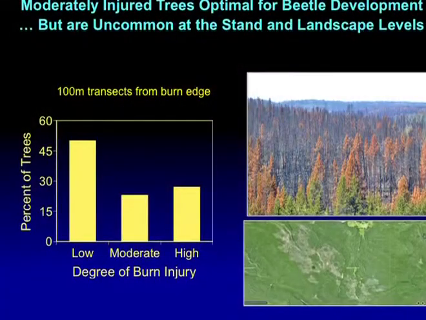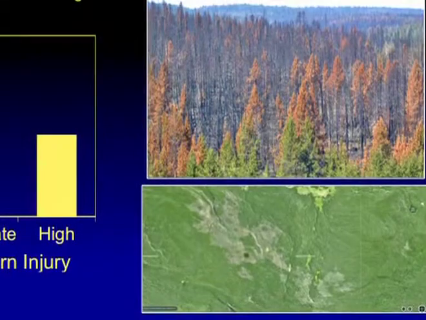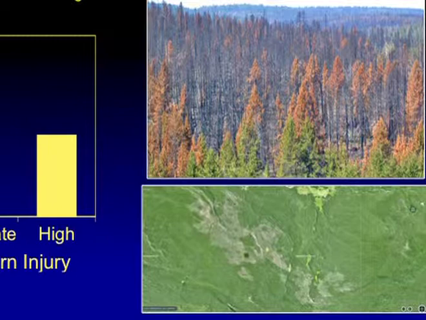Well, that's easier said than done because these are relatively rare on the landscape. When we looked at the trees in these transects, only about 22% of the trees were in that category, and they basically all got used up the first year. And even that 22% is a gross overestimate of availability, because we did this in transects extending from the burn edge. And in fact, all of these trees here in the center of the burn would be in the high category.